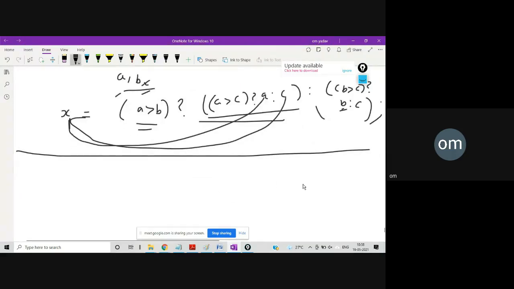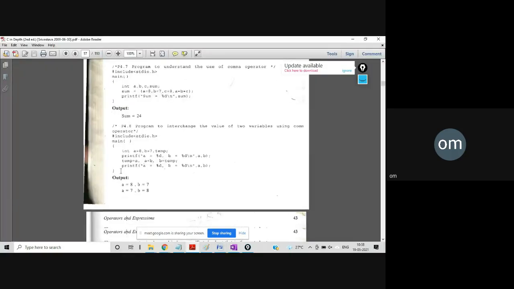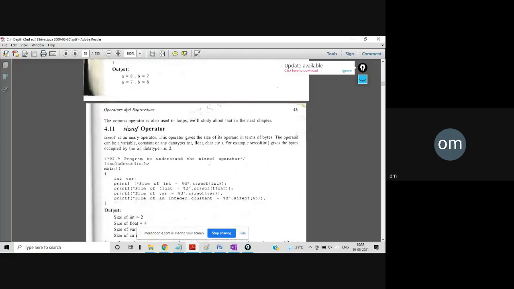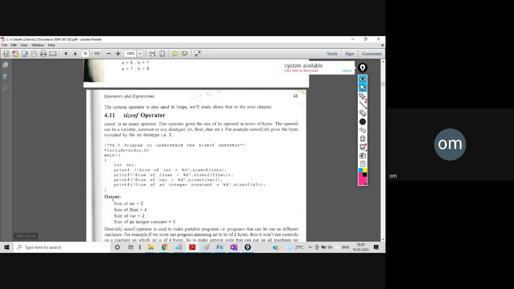So now we are just remaining with one or two operators. So let me show you quickly. Okay. So out of that, one is the sizeof operator. Its work is very simple. The sizeof operator will give you the size of your data type.